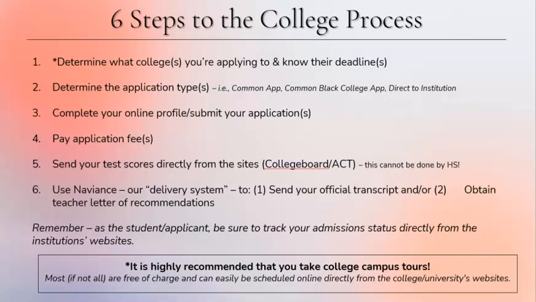So 1, you'll want to determine what college you're applying to and know their deadline. After that, figure out the application type. So will you be applying directly to the institution? Will you be applying through Common App, Common Black College App? There's a plethora of platforms in which an applicant can apply from. Then you'll want to complete that online application.